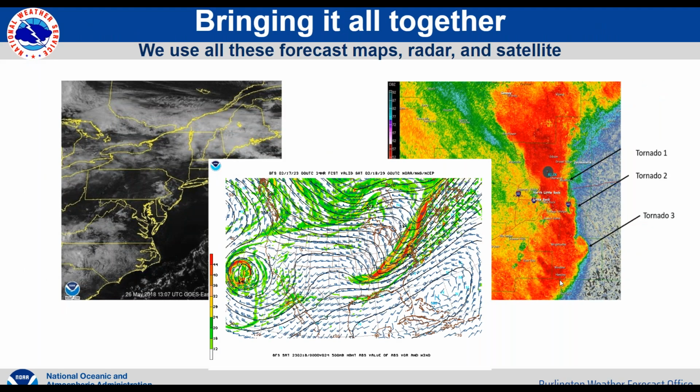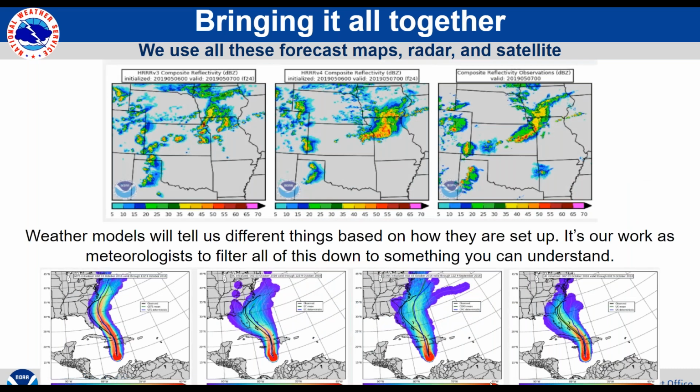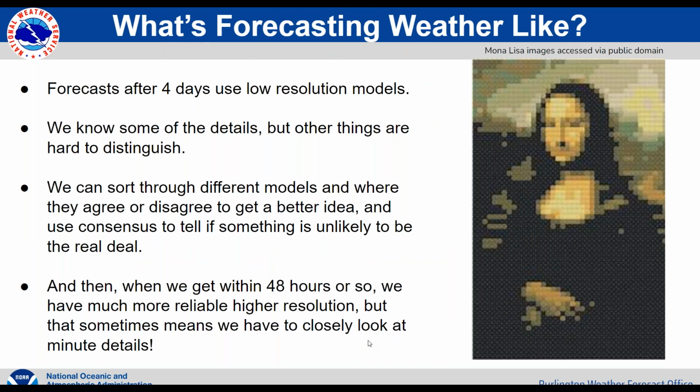Once we have all of this, we have our weather data, all the things we use to forecast weather, statistics, and all of these different fancy tools and technology at our fingertips. We bring this all together using forecasts, probabilistic data, and models and their different simulations of the atmospheric conditions and what they might do. It's our job here at the National Weather Service to filter all of this down to something that you can hopefully understand. So quickly here, I'll discuss what forecasting the weather is like.